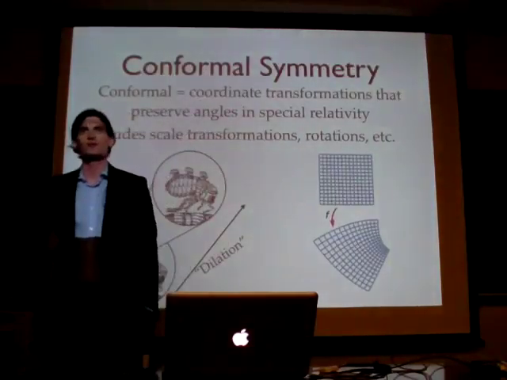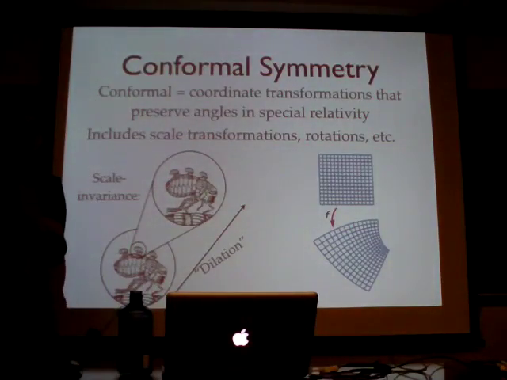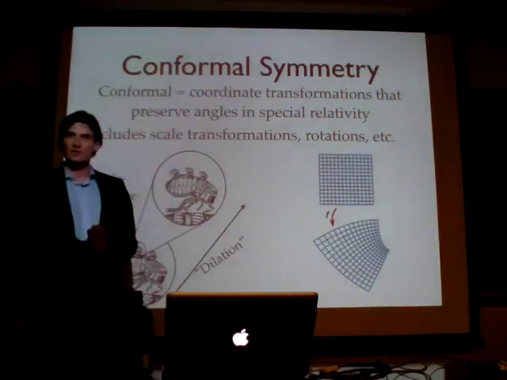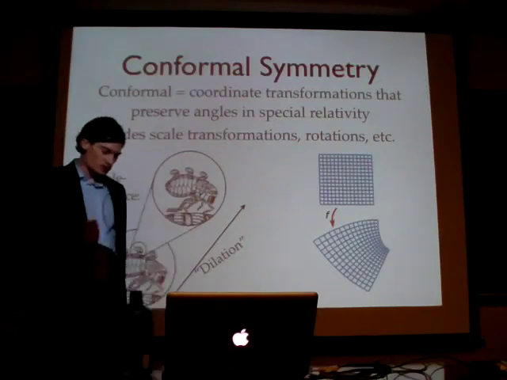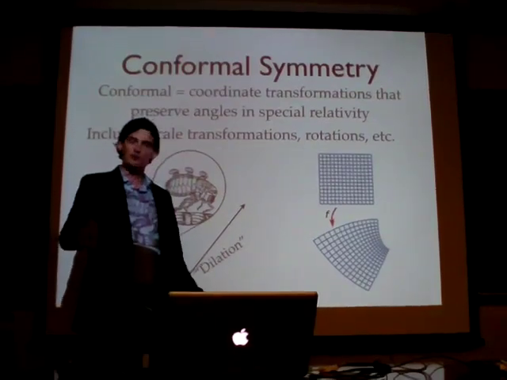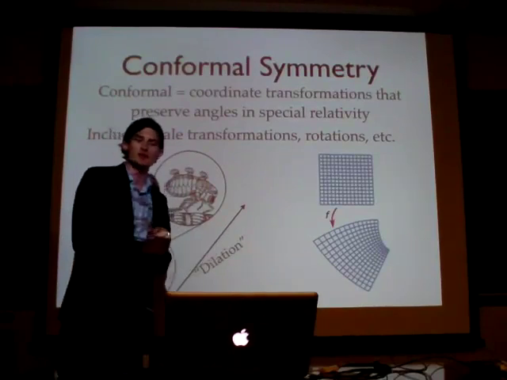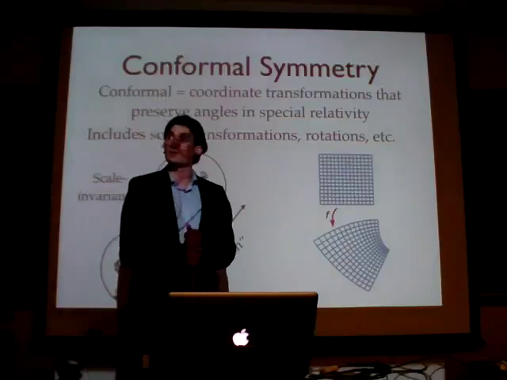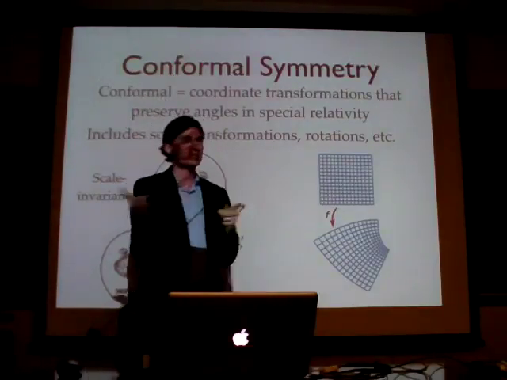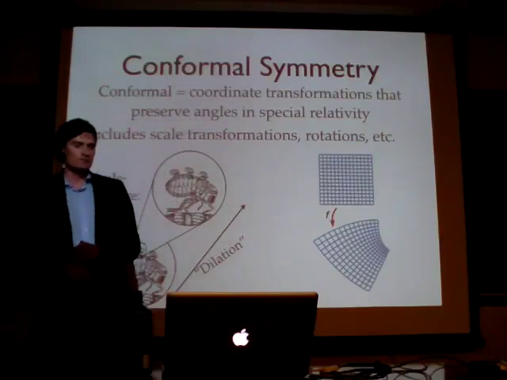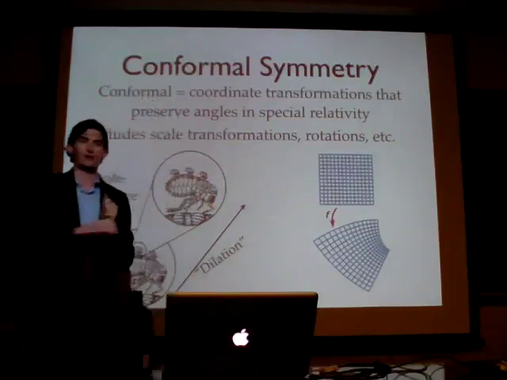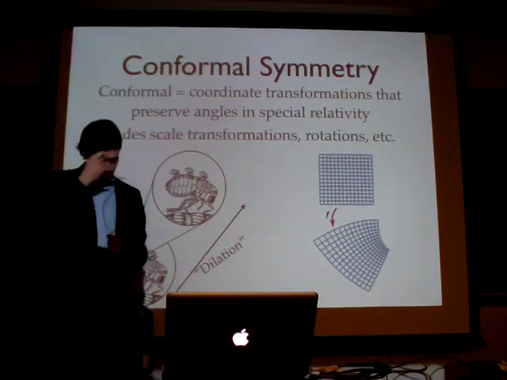First I want to start off with some basics and quite a bit of motivation. So first of all, what are conformal field theories? They're quantum field theories that have conformal symmetry. And conformal symmetry is very easy to state. Conformal transformations are just coordinate transformations that preserve angles in special relativity. So a simple example is rotations. If you take two vectors and you rotate them, the angle doesn't change. A more interesting example is scale transformations. If you take the same two vectors and you scale down their magnitude, again the angle doesn't change.